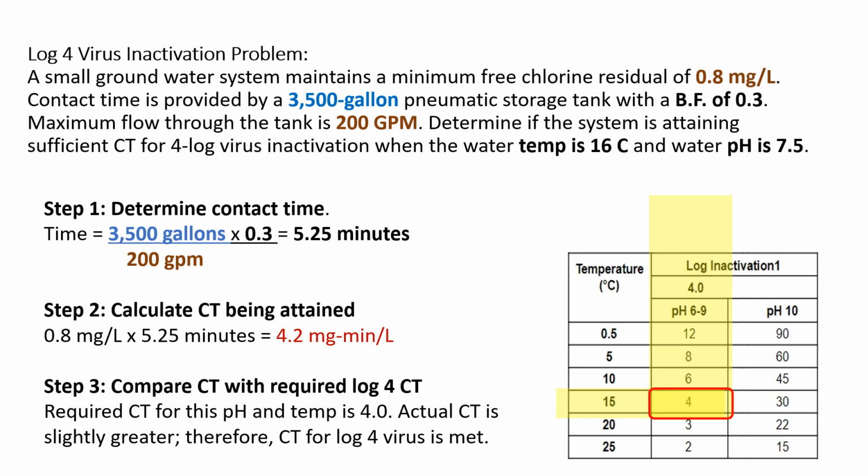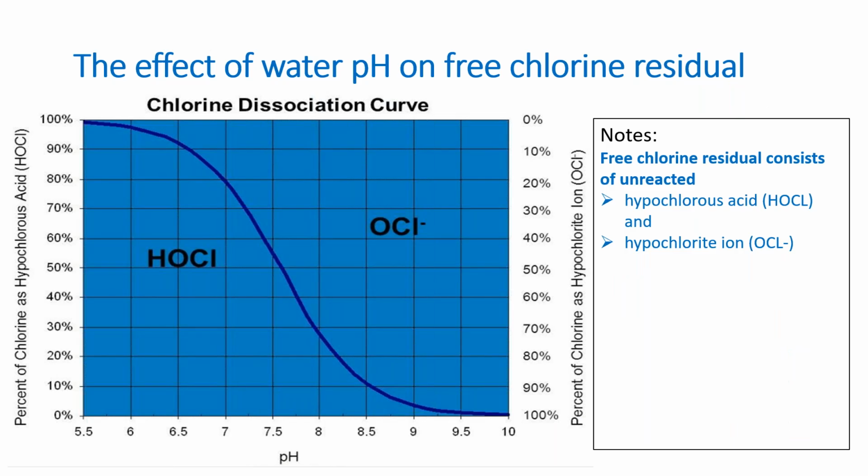And now we're going to move into Giardia. But before we do, we'll talk briefly about the effect of pH. pH is a bigger deal when we go to Giardia. It's more difficult to achieve 3-log Giardia inactivation than it is to achieve 4-log virus inactivation.